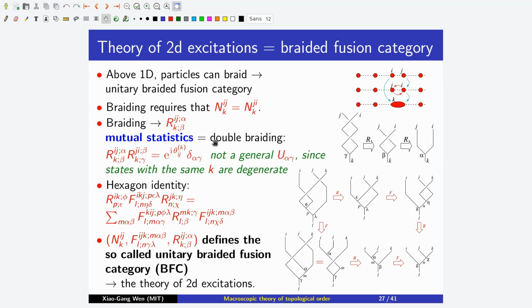When I and J fuse, they can fuse into K1, K2, K3. But if you specify that I and J fuse into K in this channel, then this statistics is fixed. This is theta_ij depending on K. So it's very much like an ordinary mutual statistics, except there's a dependence on the fusion channel. And once you specify the fusion channel, this is just ordinary statistics. So therefore, it's not too bad.